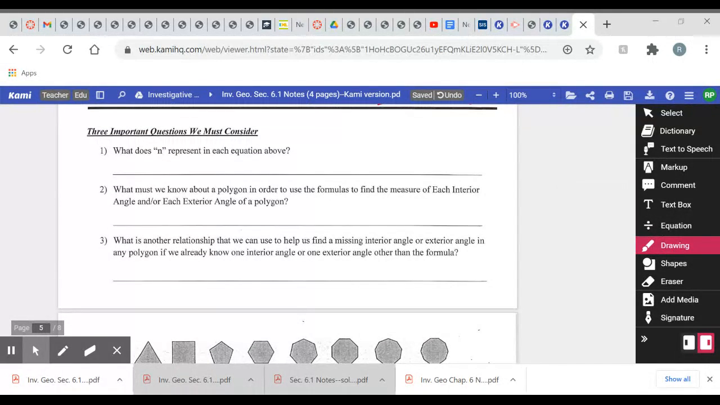All right, so a couple things down here. What does n represent? We've said this multiple times. It's the number of sides. What must we know about a polygon in order to use the formulas to find the measure of each interior angle and/or each exterior angle of a polygon? We must know the number of sides, and it must be a regular polygon to do it that way.